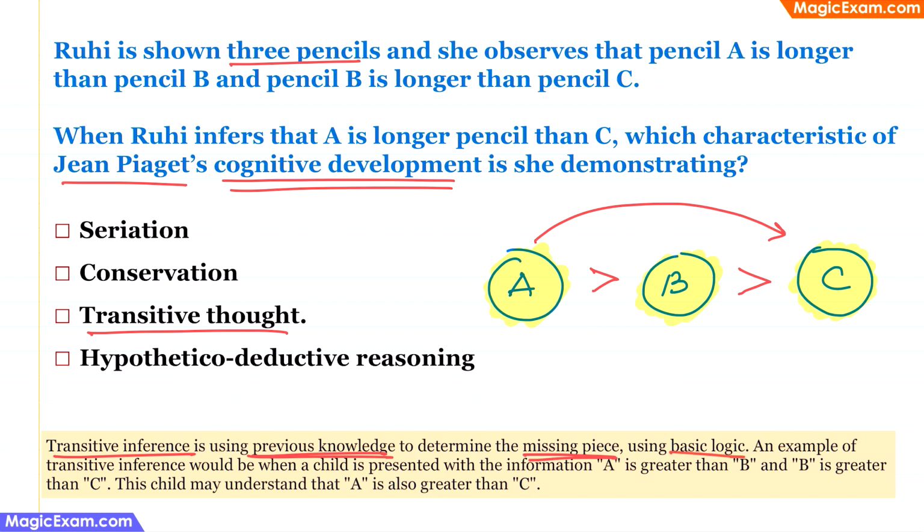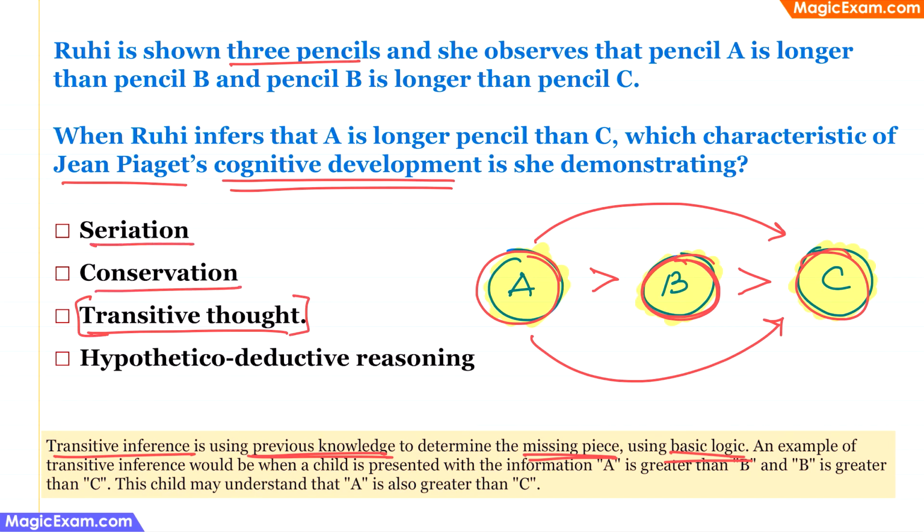So this is basic logic. So Ruhi is using her knowledge that A is longer than B and B is longer than C, and she is filling in the missing information that is A longer than C. So this missing piece of information is something that she is automatically inferring. So this is transitive thought. In a separate video, I have explained more about seriation, conservation and hypothetico-deductive reasoning. These are also important concepts that you should be aware of. For this video or for this question, the correct answer is transitive thought.